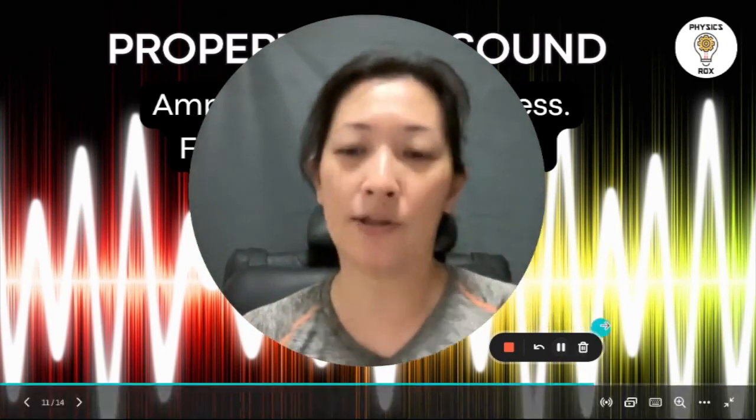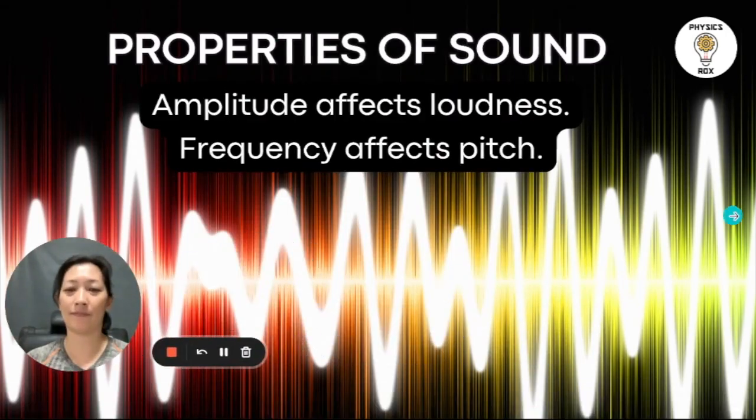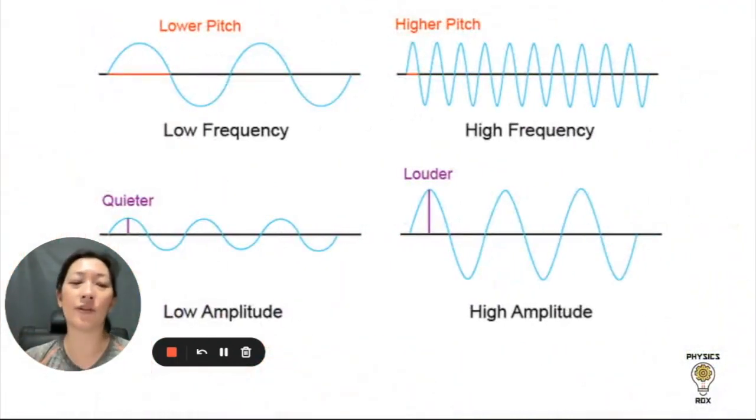Now, graphically, to understand this, again, let me move my face out of the way. Okay, so in order to be able to interpret, and you need to know this for your examination, right? You can see here, this graph has a lower frequency, therefore lower pitch. This graph, higher frequency, therefore higher pitch. If you compare these two, they have the same amplitude, so they have the same loudness, but they have different pitches.